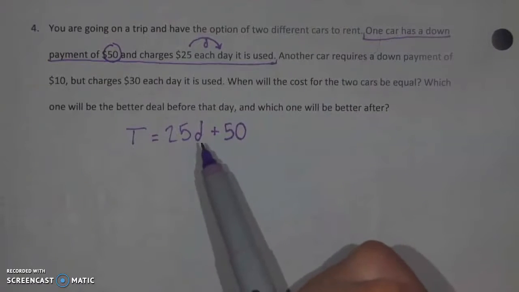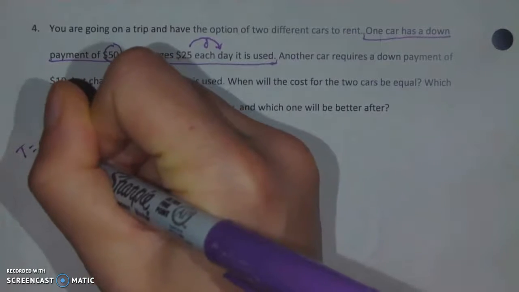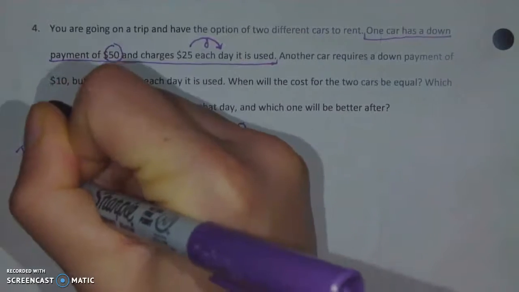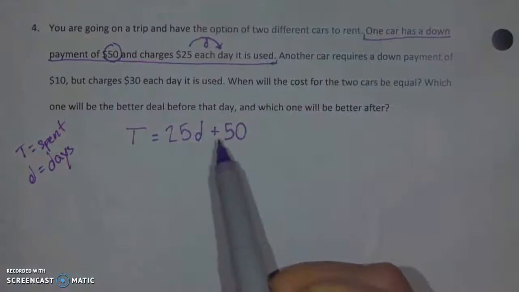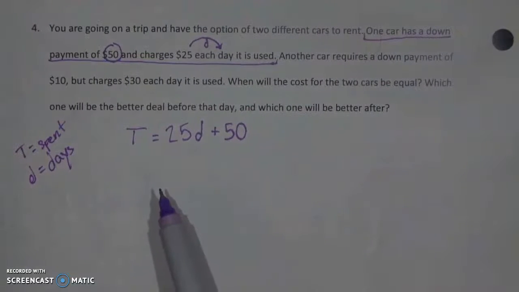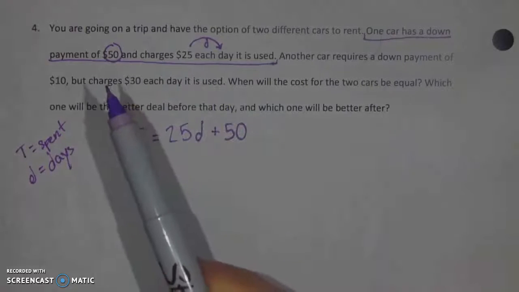I use t for total spent and d for days. And I'm just going to jot that off to the side, because it's good to remember what your variables stand for so that you can kind of like retranslate this back to English at the end of a problem. So that's my first one.